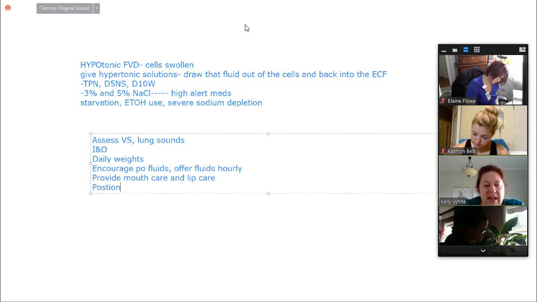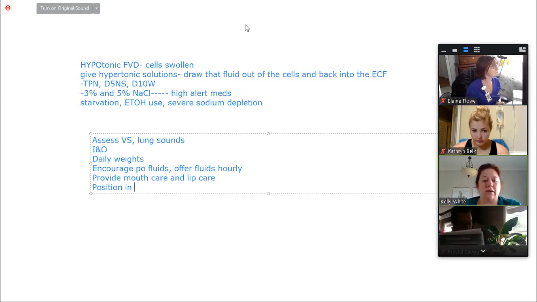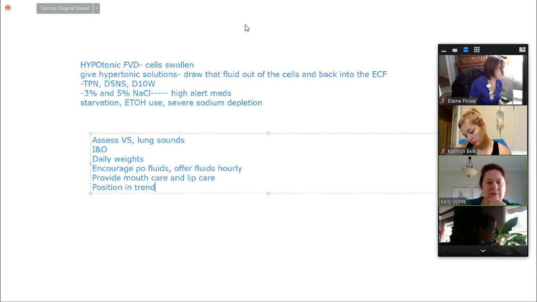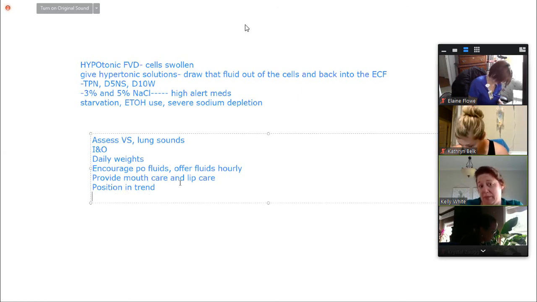If you still have a patient whose blood pressure is still low, we can position them in Trendelenburg. So we're going to put their feet higher than their heart. That's going to get any of those fluids heading back towards the heart so that we can make sure that heart is perfused. And that will hopefully get their blood pressure up a little bit.